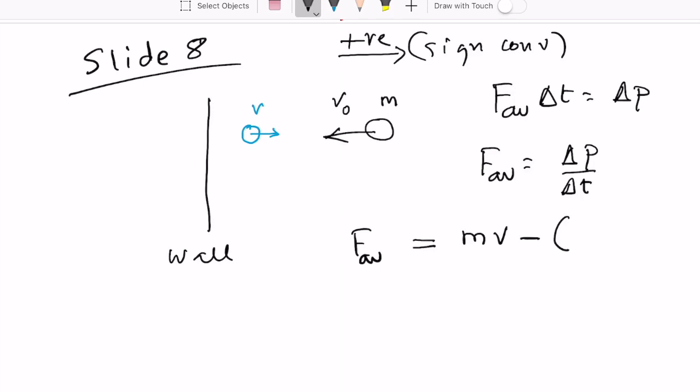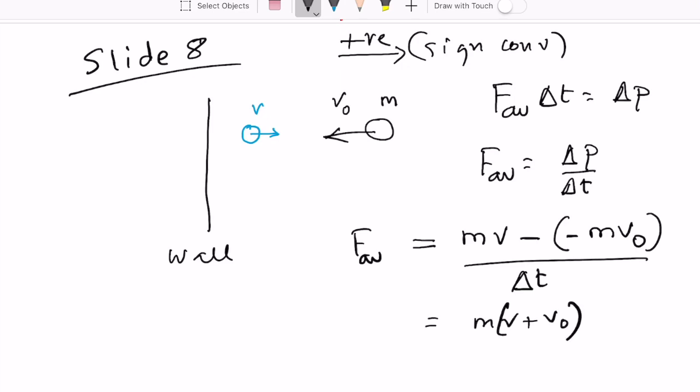So mv minus (minus mv0). Notice that I gave the initial momentum a negative sign because it points to the left, right? Final momentum was positive because it points to the right, divided by delta t. So F average is equal to m(v plus v0) divided by delta t. That is the average force. You can apply this formula to either of the balls, right? And calculate the average force on either ball.